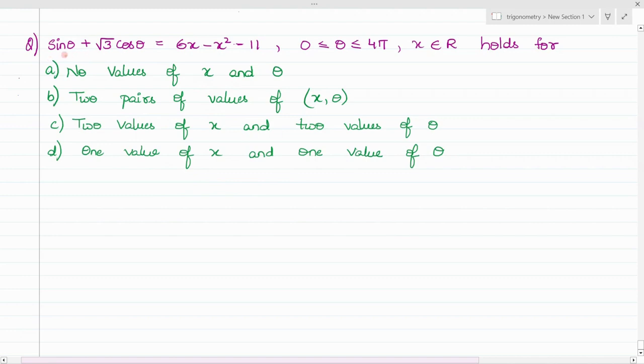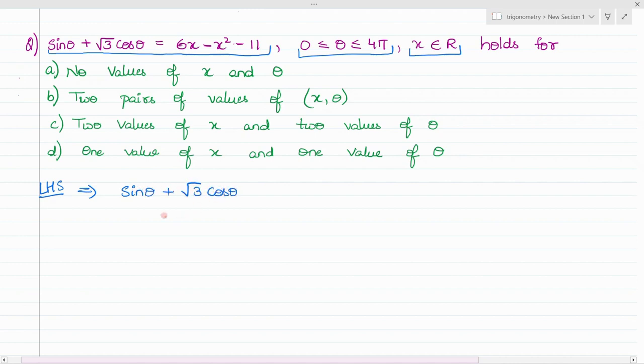In this question, it is given an equation, and it is told that theta lies between 0 and 4 pi and x belongs to all the real numbers, and we need to see which option is correct from these four. So let's see the LHS part of the equation, which is nothing but sine theta plus root 3 cos theta. Let's first find the range of this equation.